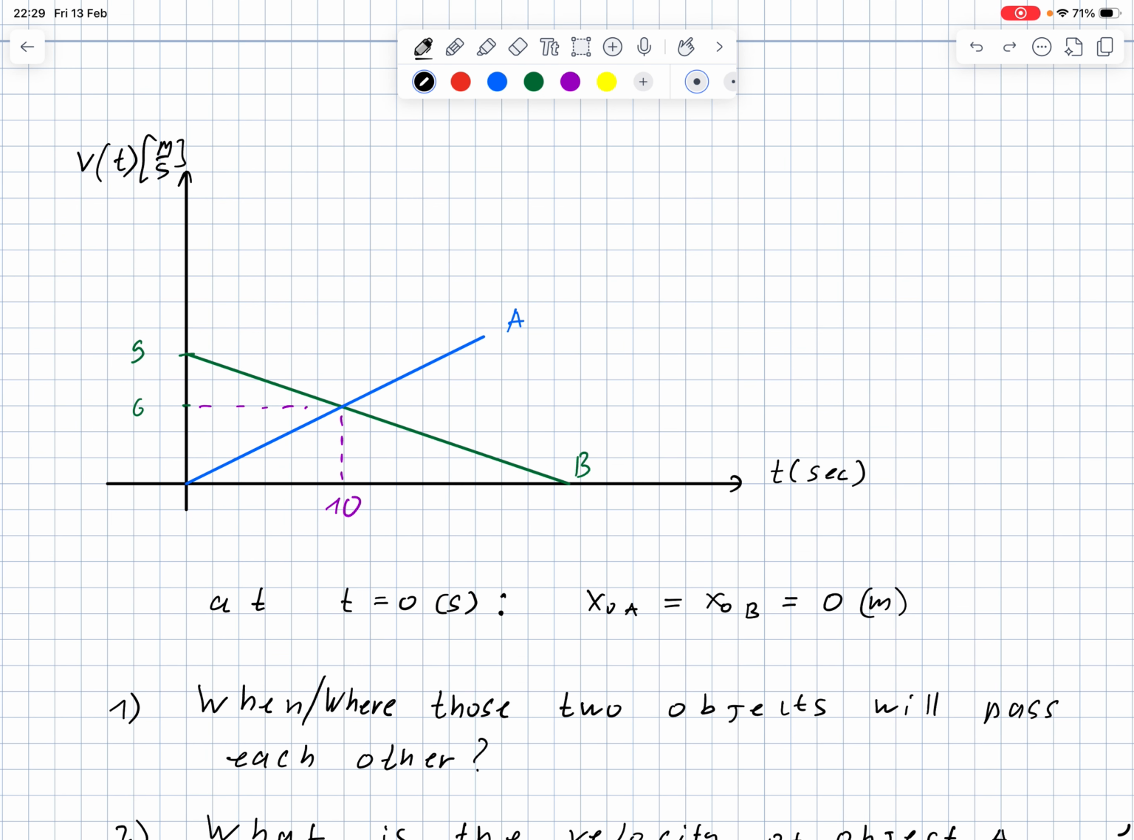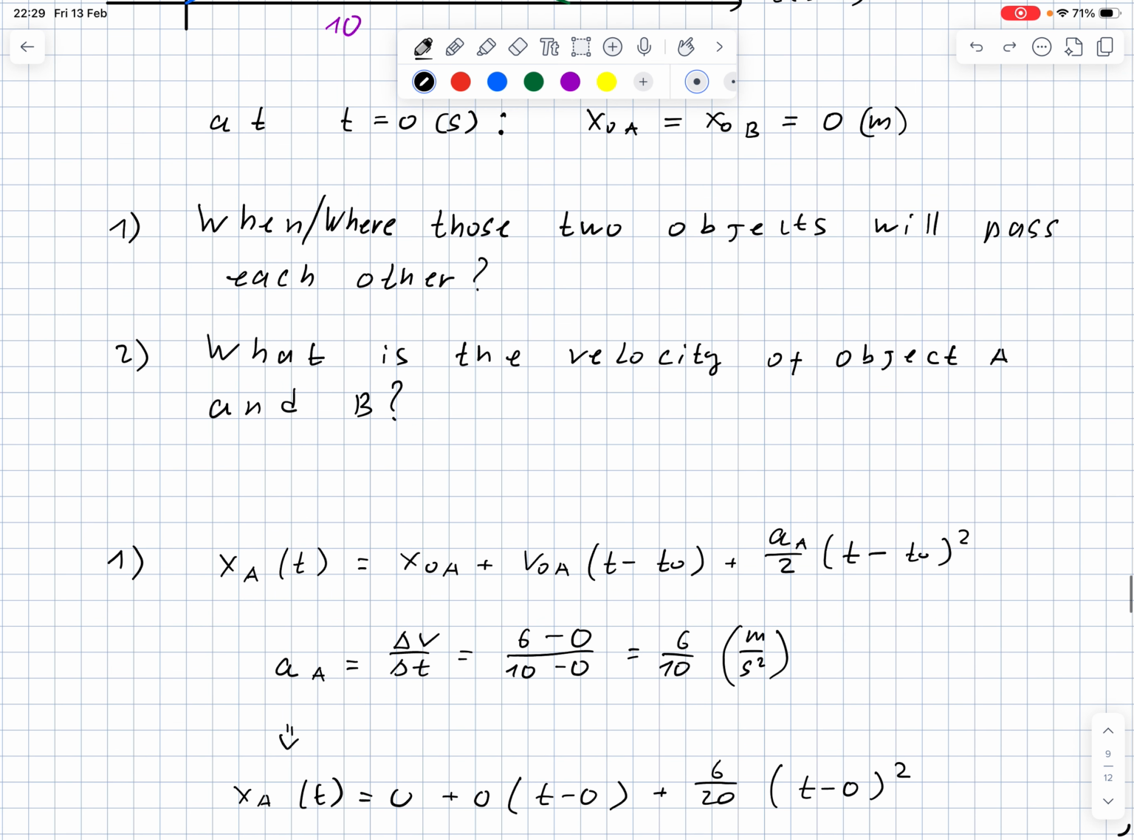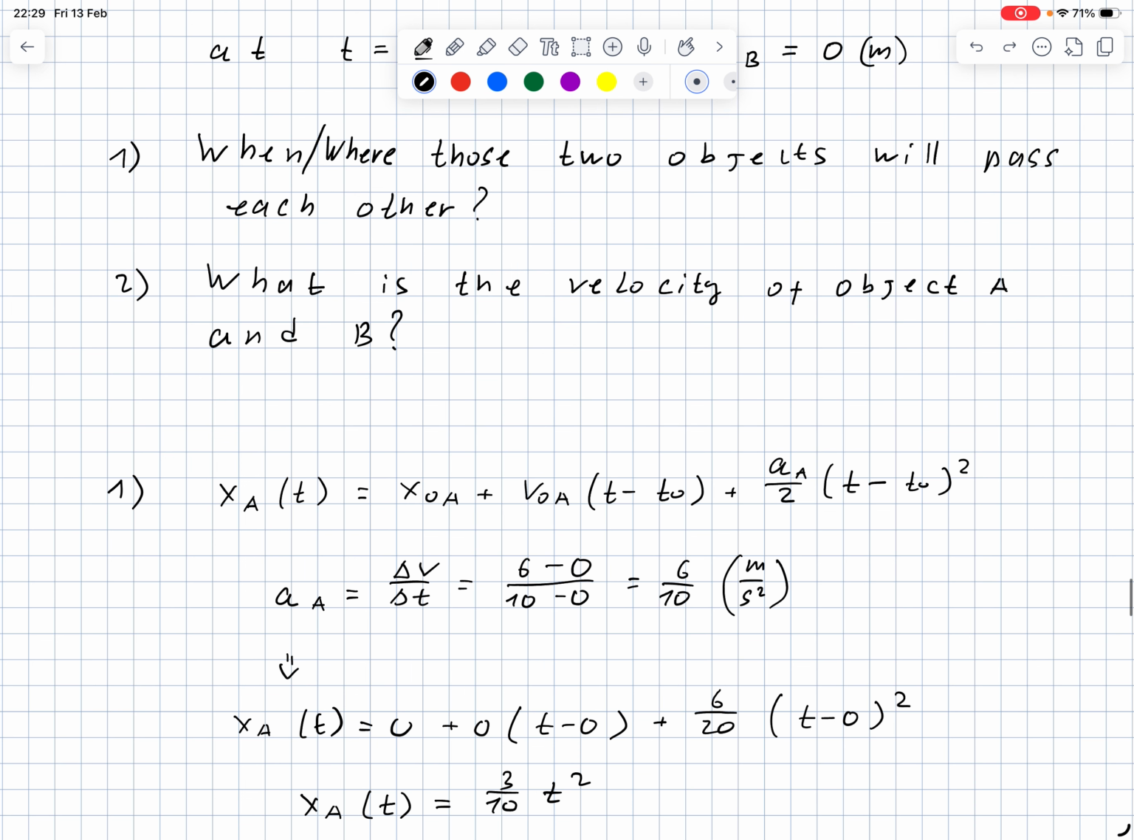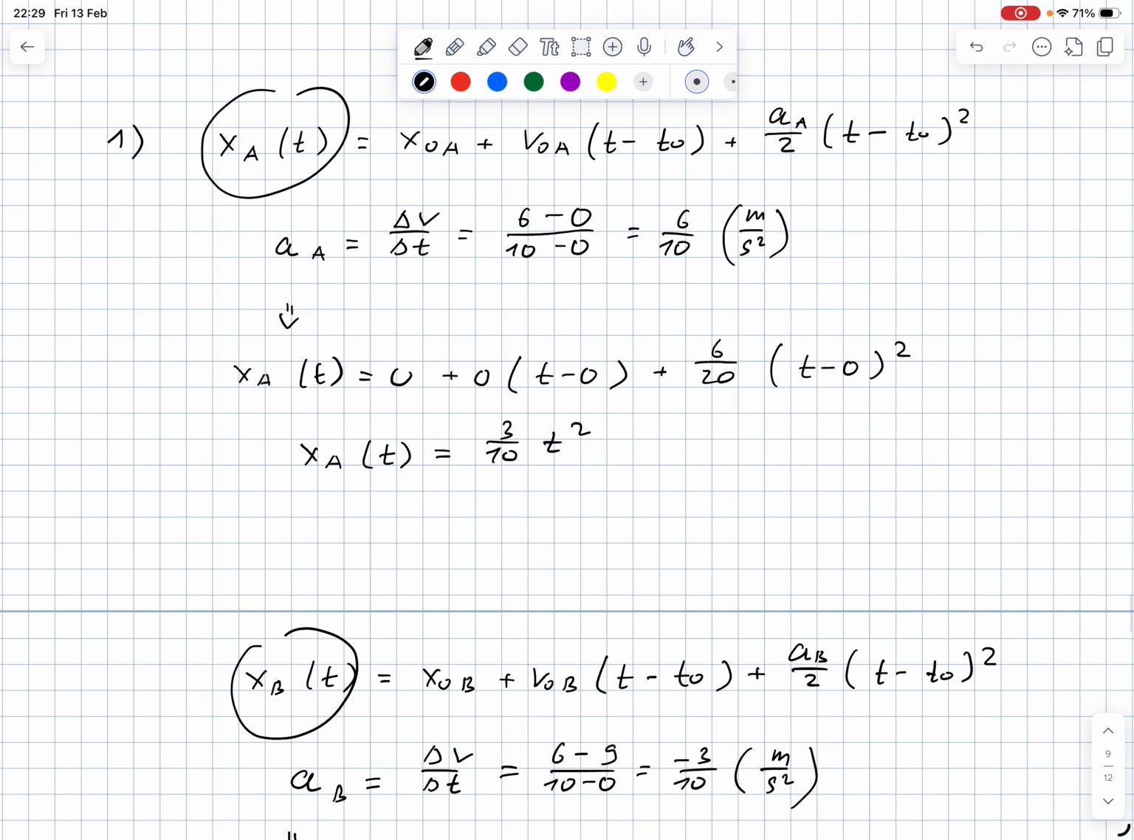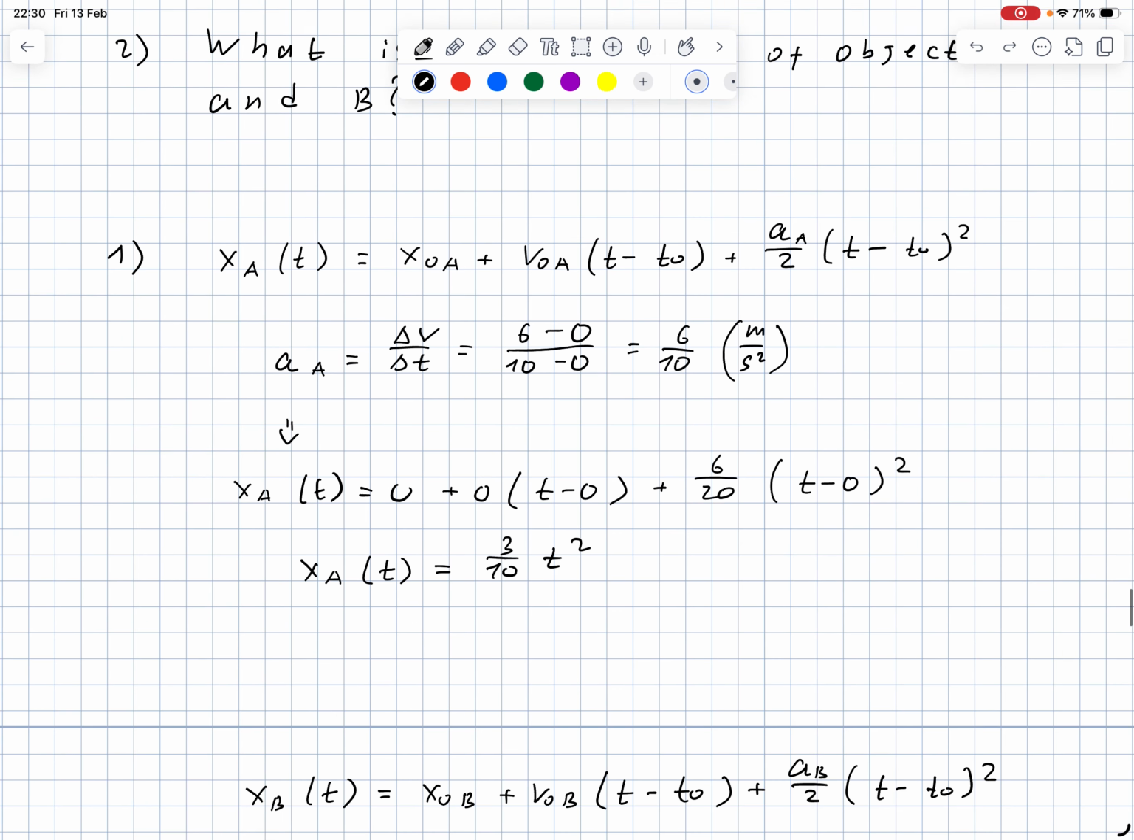Okay, to answer the first question, we need to find the function that represents the position for object A and object B. Now, which formula am I going to use? I'm going to use this formula.